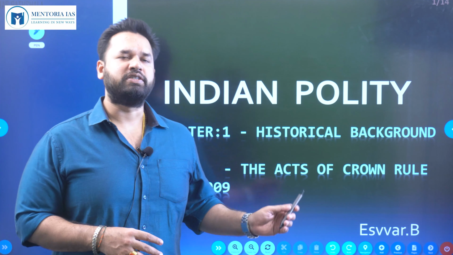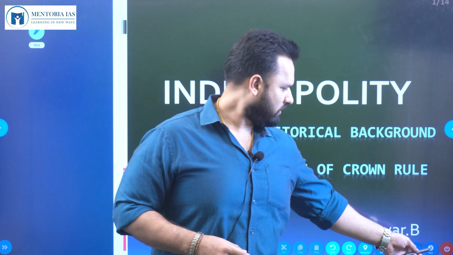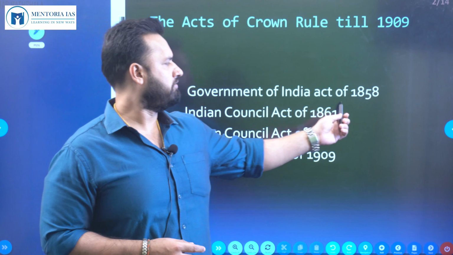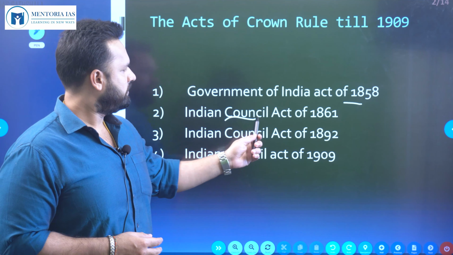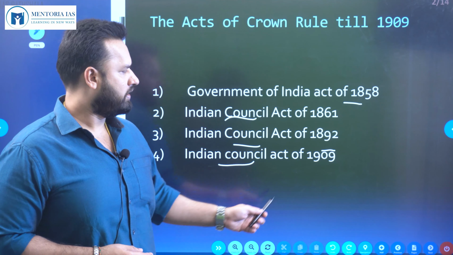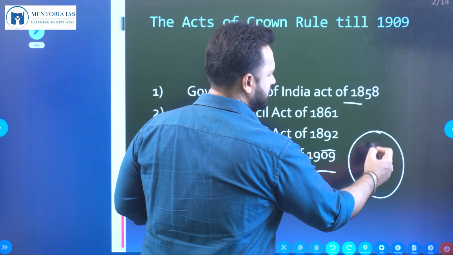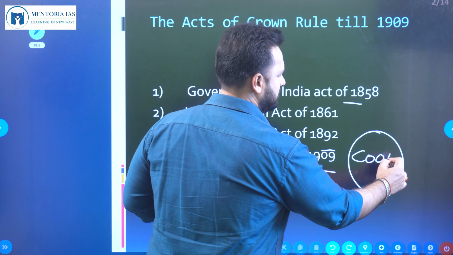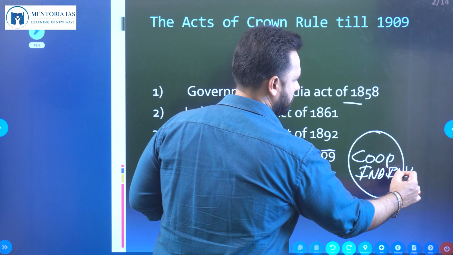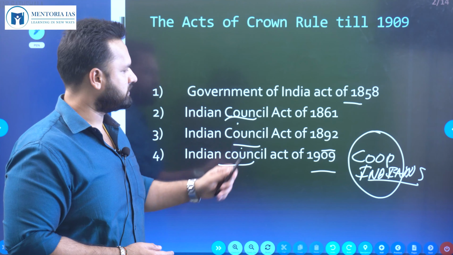So in this chapter, we'll discuss from the Act of 1858 till 1909. So let us go into the topic. Here we'll discuss the Government of India Act 1858, Council Act 1861, Council Act 1892, and Council Act 1909. Okay, what are you thinking? What is a council? A council was established for the cooperation of Indians. To get the cooperation from Indians, these council acts were passed.